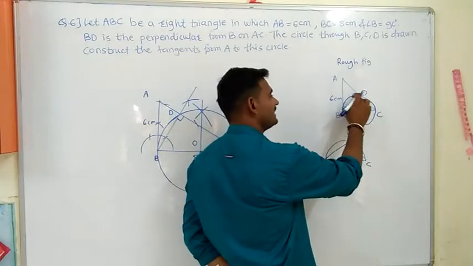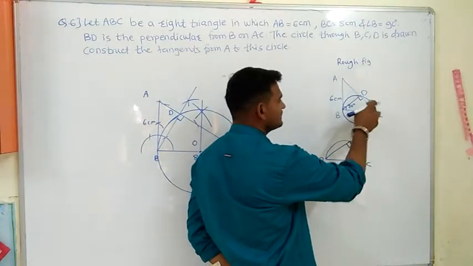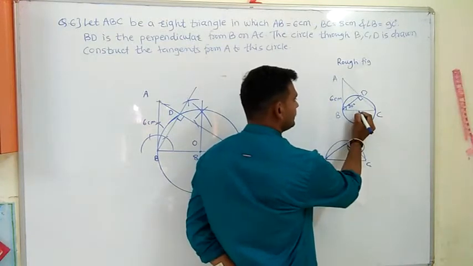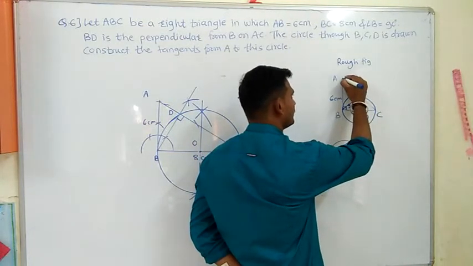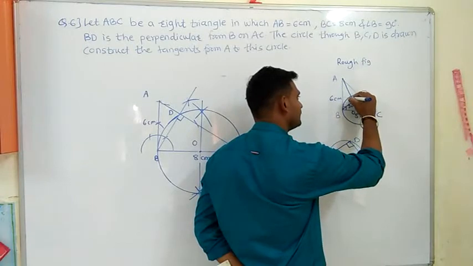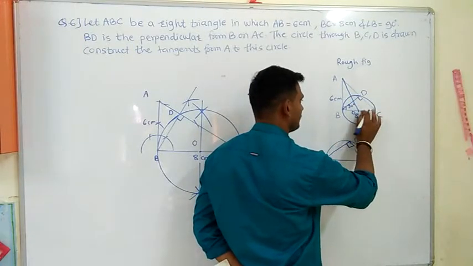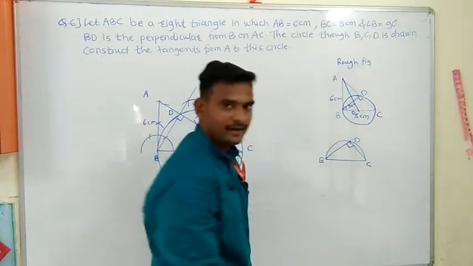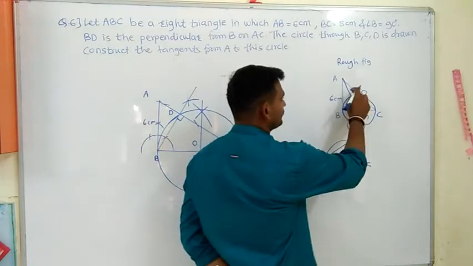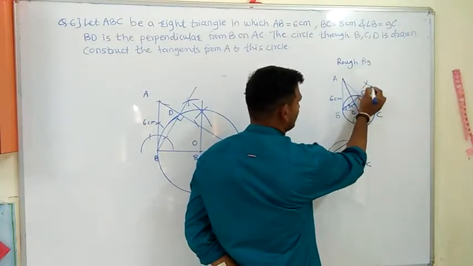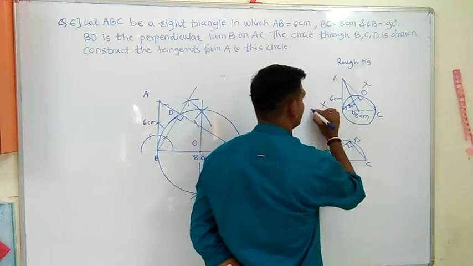Now we have to draw a tangent from the point A to this circle. Now how to draw the tangents? We know that we have to join the point A to the center first. Then after this we have to draw the perpendicular bisector of this line segment.